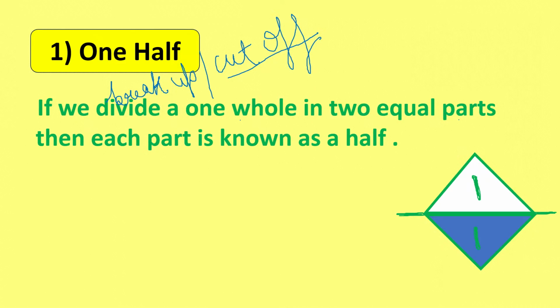When we get equal parts, look here, both the shape and the size are similar. They look like triangles. The first triangle is here and the second triangle is here. Both the shape and the size of the parts are similar. So that's why we call it a half.